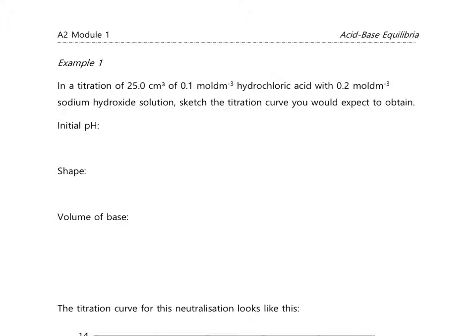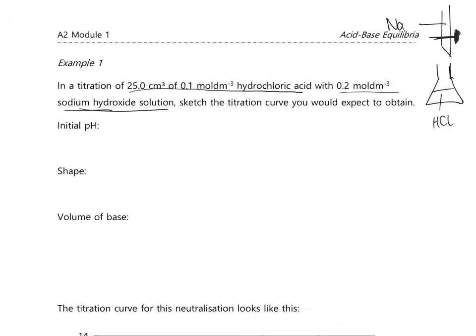Okay, so flick over to page 51, and you're told that you have 25 centimetres cubed of 0.1 molar hydrochloric acid, and you have 0.2 moles per decimetre cubed of sodium hydroxide solution. So basically, if you think about what's happening here, you've got your hydrochloric acid in the conical flask, and then in your burette, you have your sodium hydroxide solution.